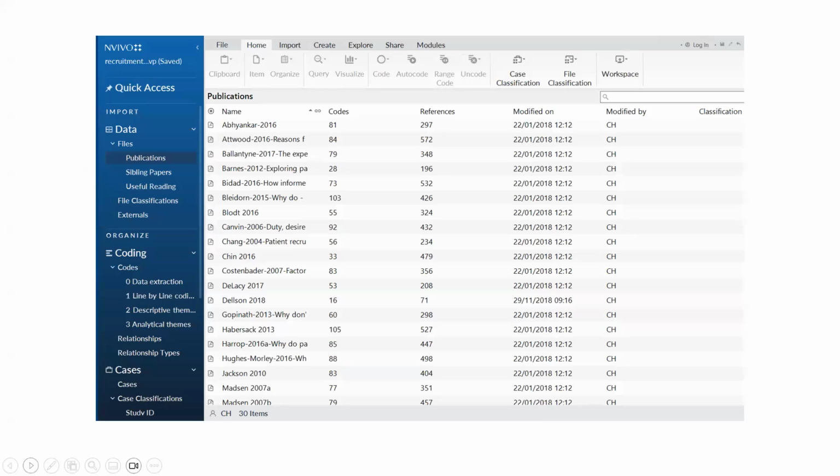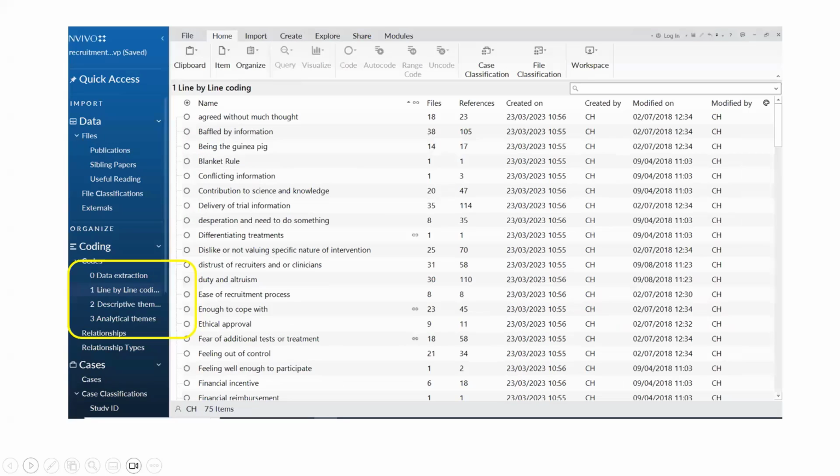Firstly, you can see where the full-text PDF documents of the included studies were imported into the software. You can now see the 3 stages of thematic synthesis set up as individual folders so you can always review the different stages. The first stage of synthesis, line-by-line coding, can be seen here.